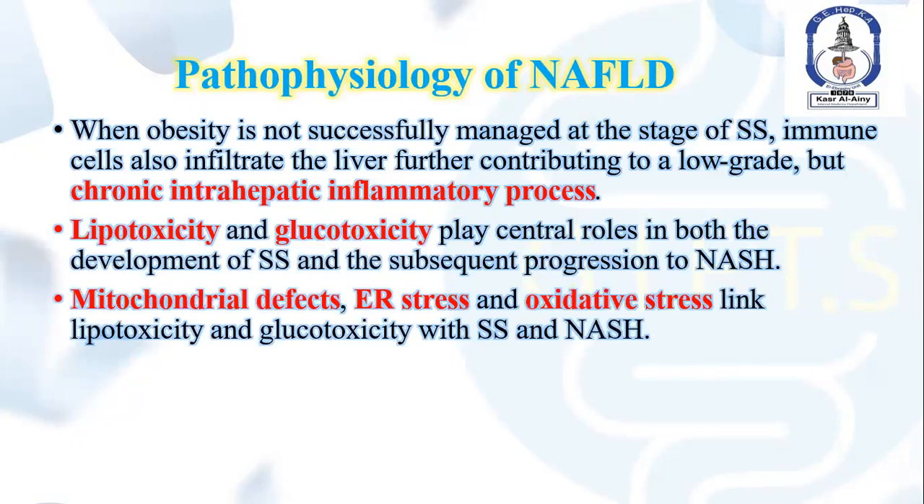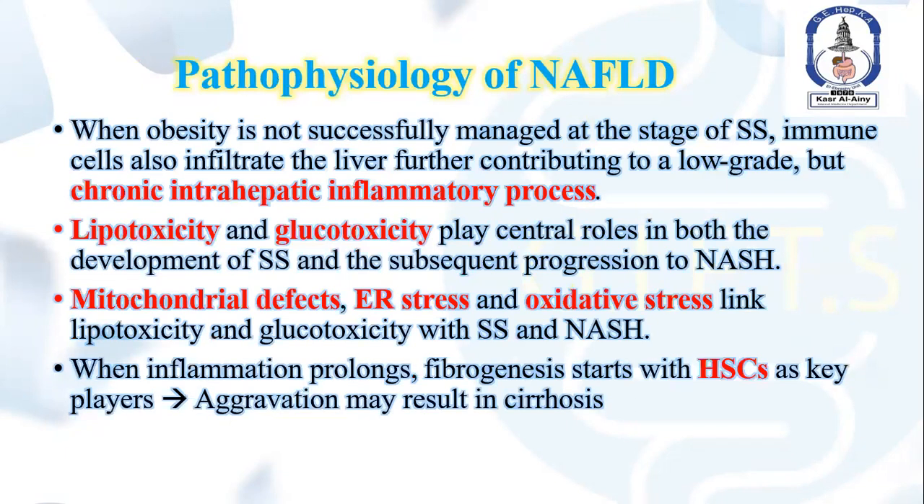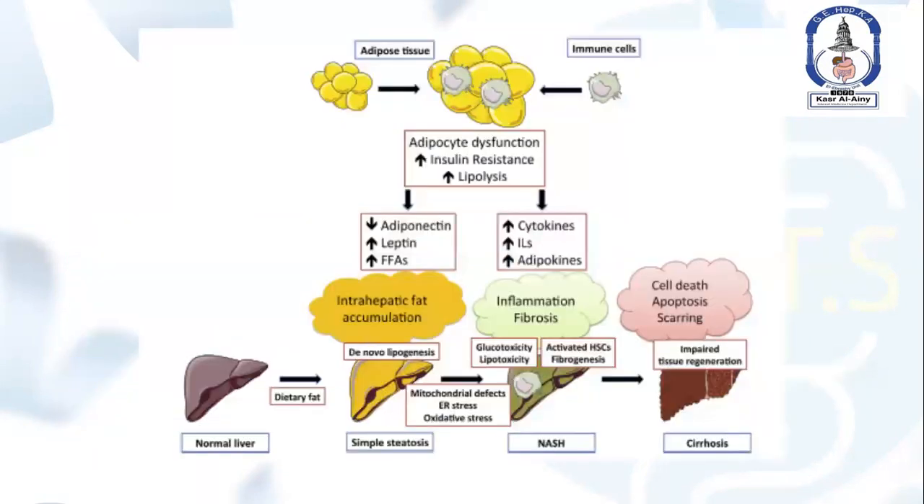This will further cause mitochondrial defect, endoplasmic reticulum stress, oxidative stress, which are hepatotoxic and hepatoinjurious, along with the NASH that is coming out from simple steatosis by the process that is still ongoing. So when inflammation prolongs, of course, we know that hepatic stellate cells will come to seize this inflammatory process, and they seize the process by fibrogenesis, which will start to form liver fibrosis and then aggravation to develop cirrhosis, unfortunately.